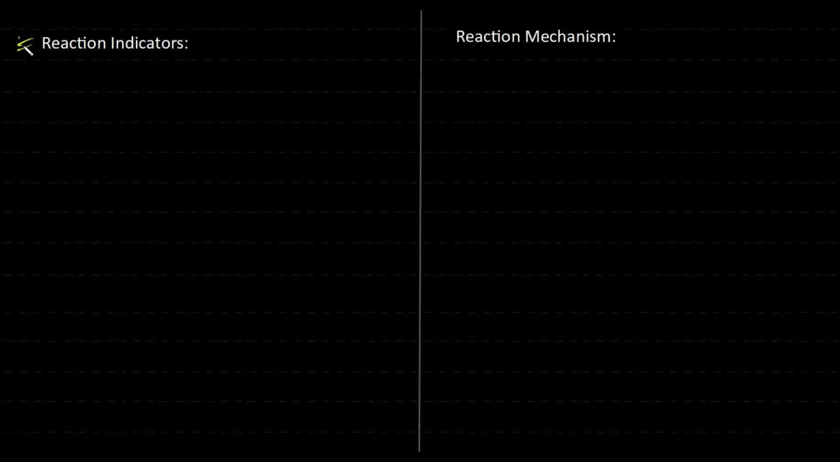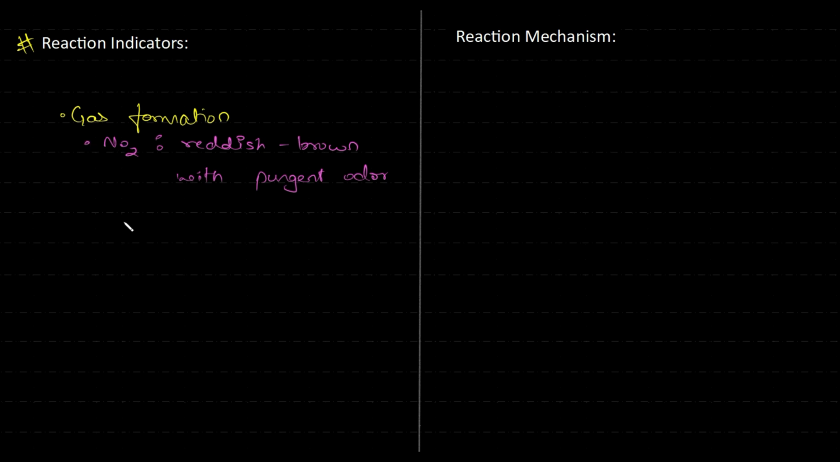Now, how do you figure out that the reaction has happened? Quite simple. Gas formation over here. So nitrogen dioxide, let me write it over here, is reddish brown with a bit of pungent smell, odor. Then we have oxygen, right? So that is colorless and odorless basically. So actually let me write it off. Oxygen, which is colorless and no smell, odorless.